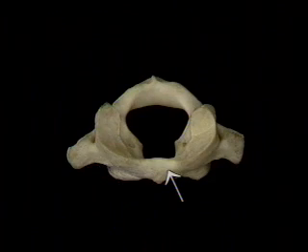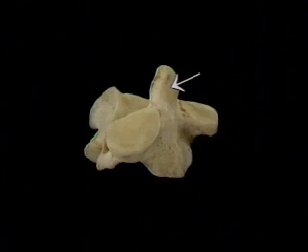On the atlas vertebra, here's the anterior arch, the posterior arch, and the lateral masses. On the axis vertebra, here's the odontoid process.